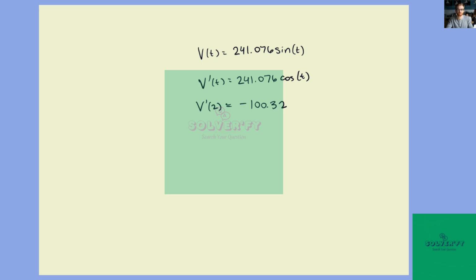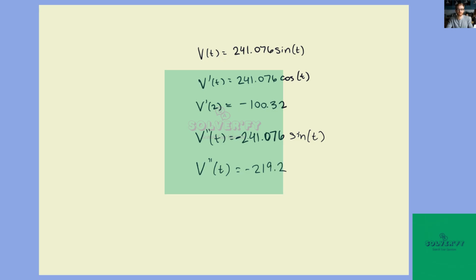Then, if we want to know the second derivative, V double prime of 2, V double prime of t is going to equal 241.076 times the derivative of the cosine of t, and we know the derivative of cosine is a negative sine. So we're going to have negative times the constant times sine of t. And then we can calculate V double prime of 2, which is going to give us a negative 219.2.